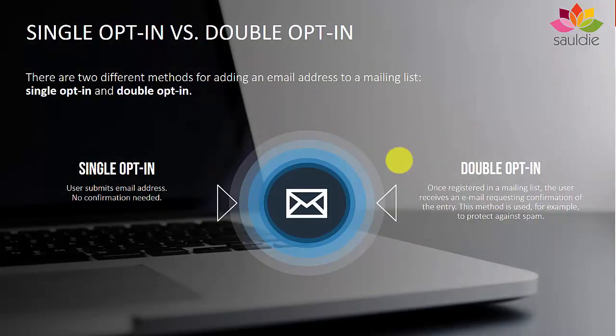Of course, there are these ways of single opt-in and double opt-in. The legal stuff is that, for example, in Europe, you need double opt-in, and in many other countries too. Double opt-in is just that once registered in an email list, the user receives an email and has to confirm that he really wanted it, to protect against spam.